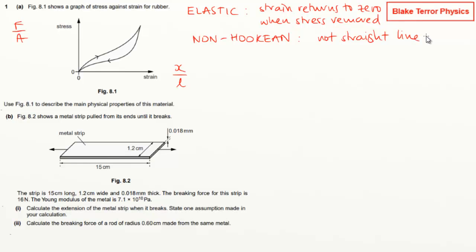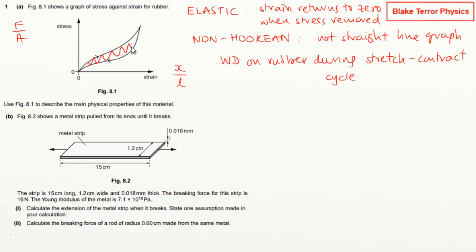So we can tell that. Then I suppose we could also say that there is work done on the rubber during each stretch-contract cycle. And we can see that in this, it's the gap between the loading and the unloading curve.